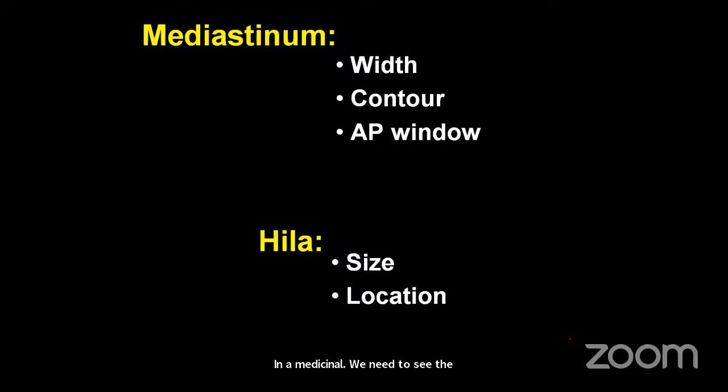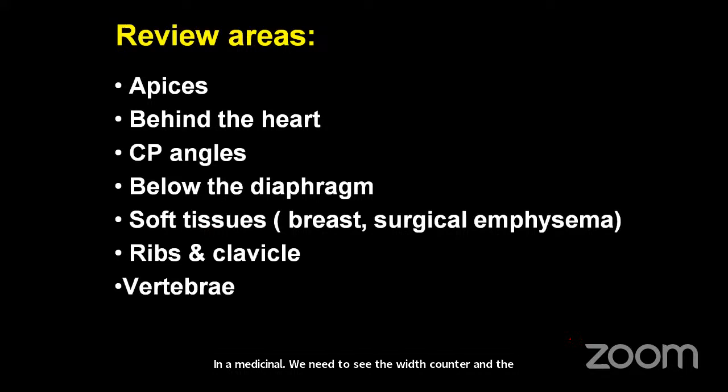The hila, we have to see the size and location. We need to review the apices. So when we see an X-ray, what we need to do is have a quick look from the apices. We have to just see if there is anything behind the heart. We have to go to the CP angle, then see whether there is something missing below the diaphragm. Then we have to train our eyes to see the soft tissues like the breast, and surgical emphysema. So how do we know surgical emphysema? That is by air in between the soft tissues.